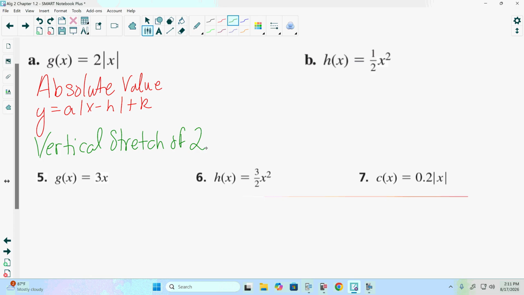Graphically, what that's saying is that our y values are increasing faster along the y-axis. It's getting closer to the y-axis. It's getting narrower. A vertical shrink says that it's going to increase along the y-axis slower, so we're actually getting it wider. We're stretching it out.